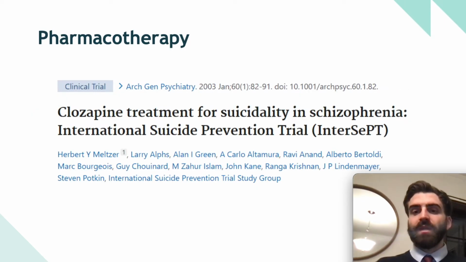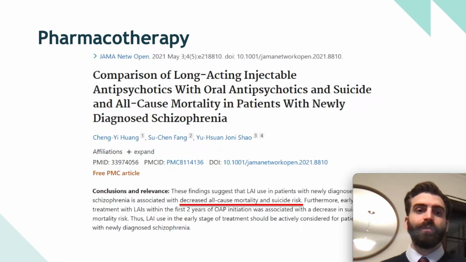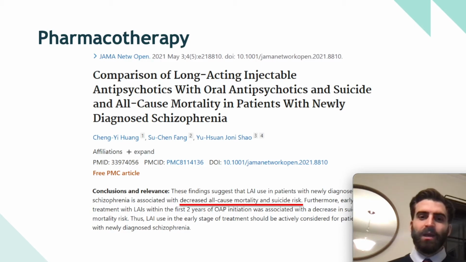Next was clozapine. So in this INTERCEPT trial, patients on clozapine attempted suicide about half as often as the patients on the other antipsychotics. So clozapine may help decrease suicidal behavior. Finally was a recent study, 2021 JAMA, that looked at long-acting injectable antipsychotics versus the oral antipsychotics in newly diagnosed patients with schizophrenia, and the patients on the long-acting injectables had decreased suicidality.